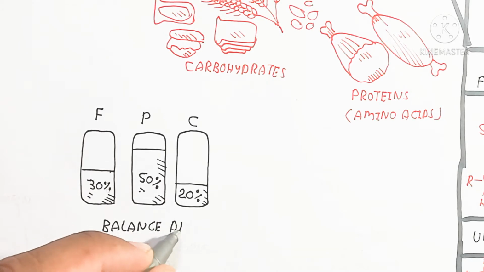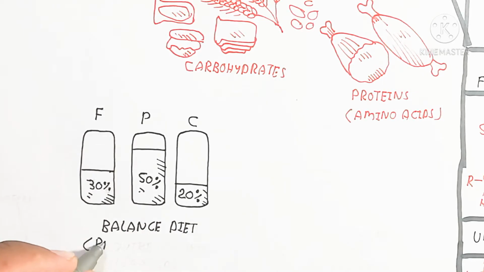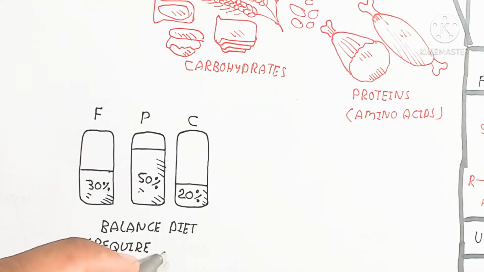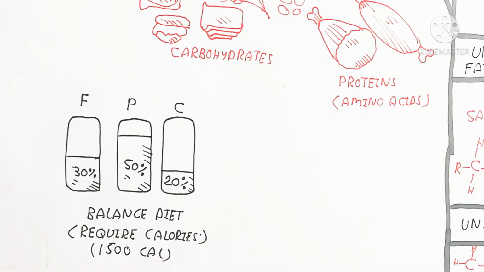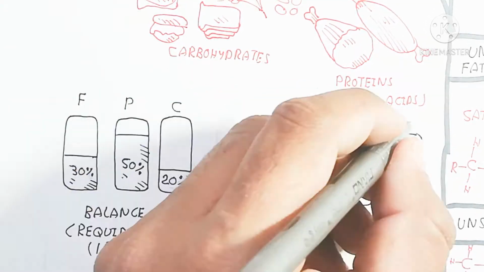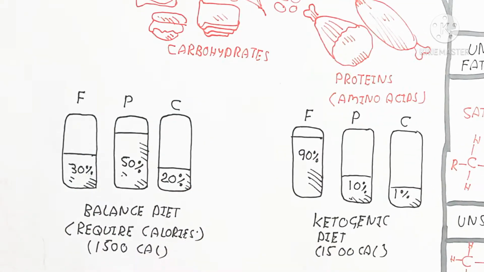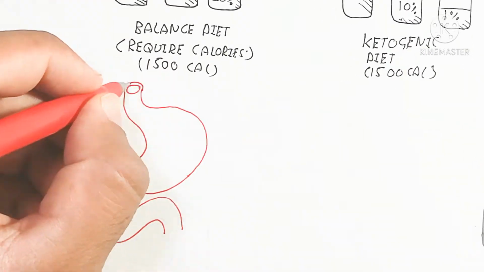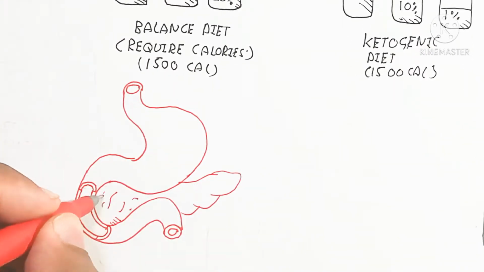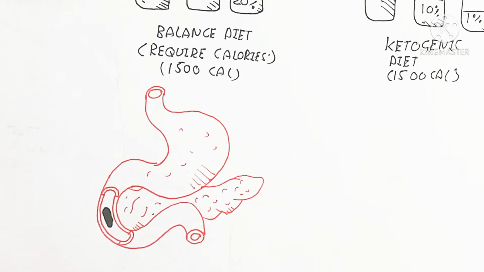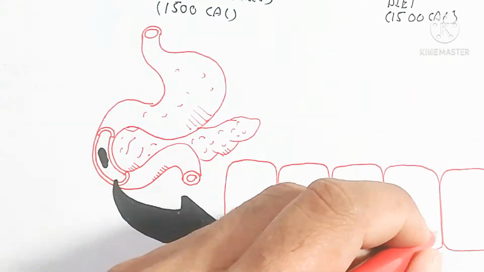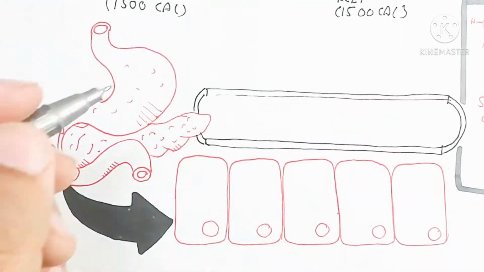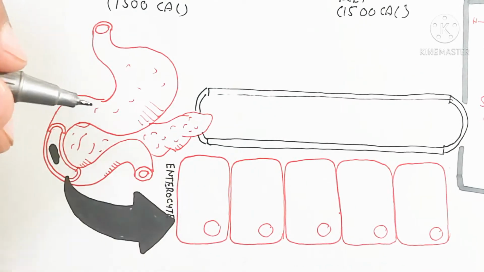The balanced diet is known as the Atkins diet, which contains 30% fat, 50% protein, and 20% carbohydrate. So the protein is higher as compared to the ketogenic diet. The ketogenic diet means ketones will be produced when we eat it. The fat content is high at 90%, with 10% protein as well as carbohydrate at 1%.